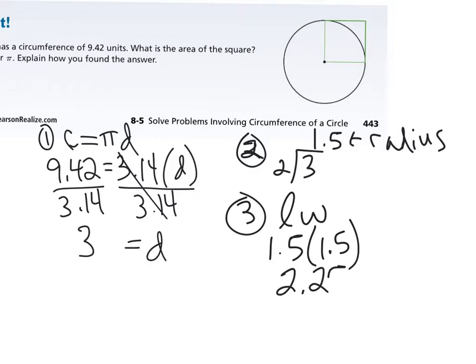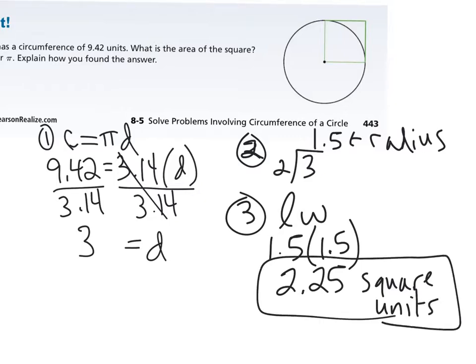And that would be 2.25. They didn't tell us if this is inches or what, so we'd say 2.25 square units. So again, just working with trying to be comfortable using those formulas. Write your formula, substitute into your formula, neatly showing your work, showing your steps. That'll make it easier for you to see what to do on these problems.